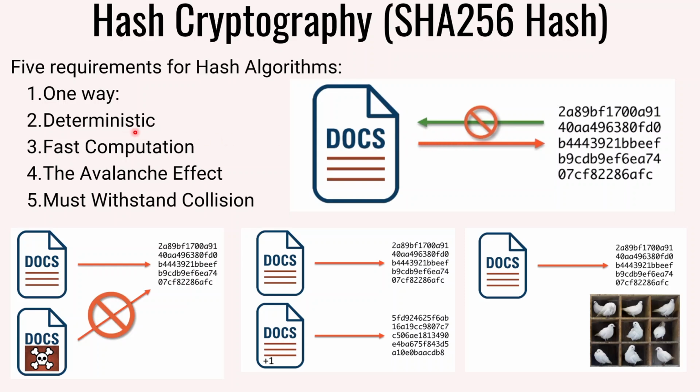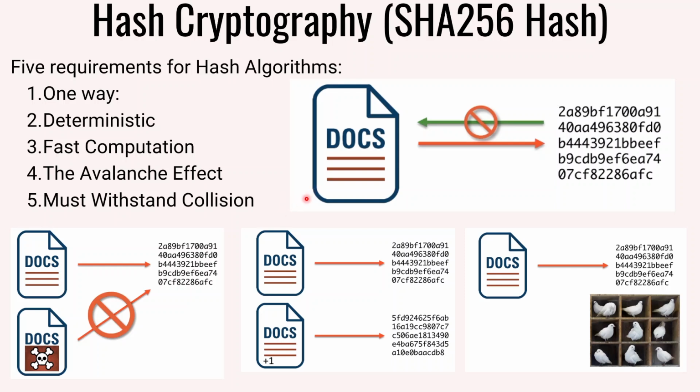Another one is deterministic. As I said earlier, each input will have a particular output. The output for a particular input is always fixed. No matter how many times you write it again and again, you will get the same output. The third one is fast computation. You need to compute the hash from an input very fast.